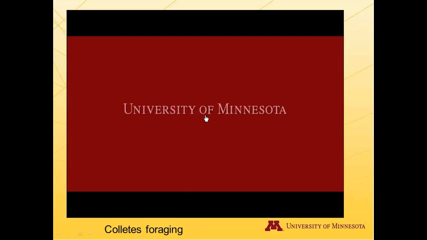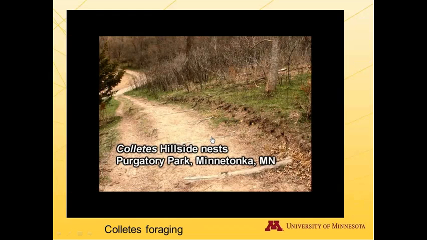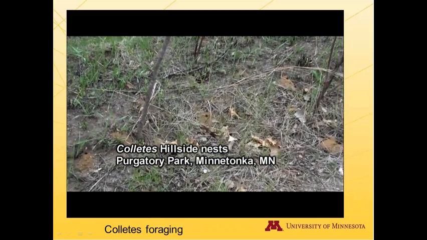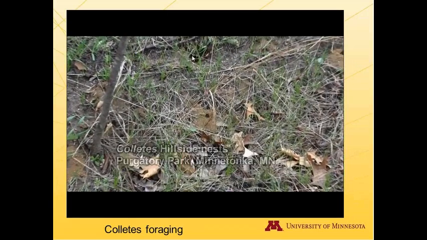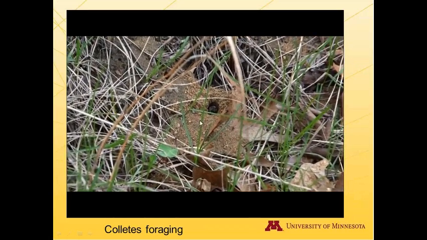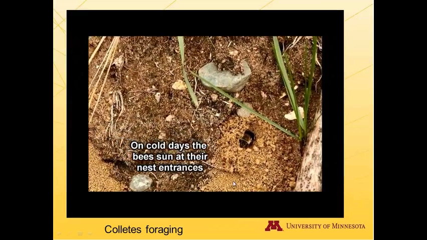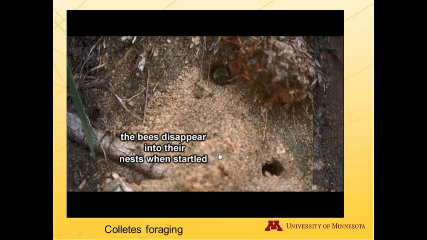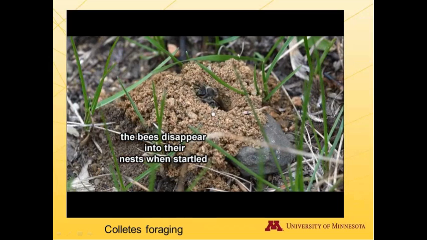Here's some video that I took of Colletes. Now the Colletes are these plasterer bees, and this is a park in Minnetonka. And if you start looking closely at the ground, you'll see the bee here. And if you look up here, you can see this one just flew in. That was tough to see, but I'll show you some better stuff. Here she is, and you can see she's dug the hole, and this is the diggings from the tunnel that she's made. And often they'll sit there in the cold, and you can see that if you startle them, how fast they are.